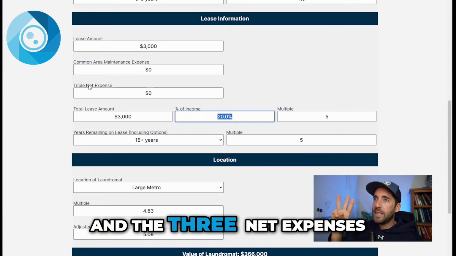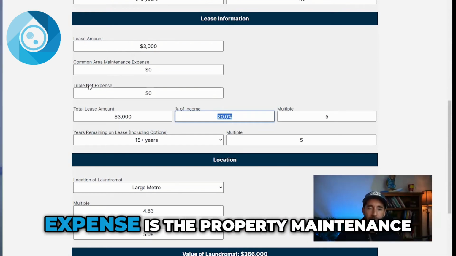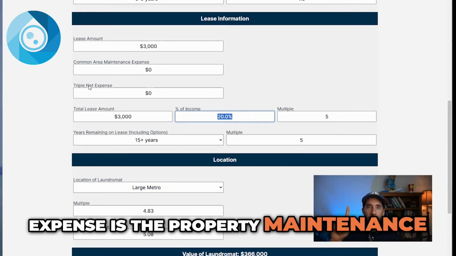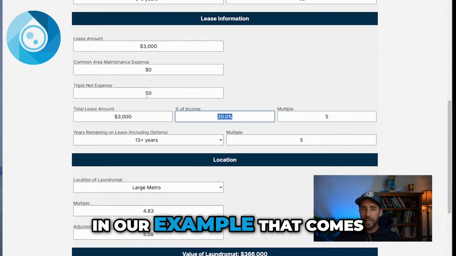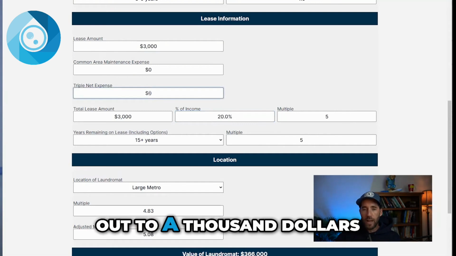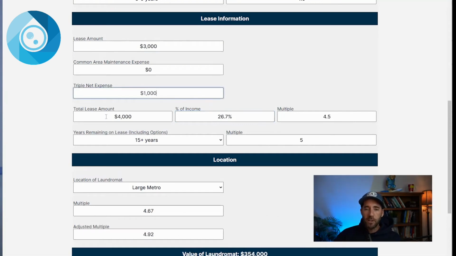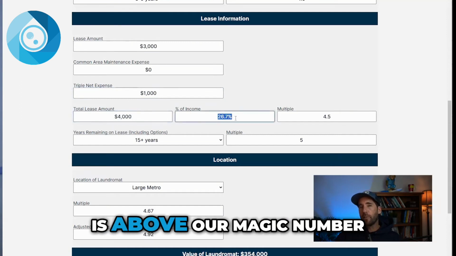And the three nets of the triple net expense are the property maintenance, the property taxes, and the property insurance, okay? So let's say in our example, that comes out to $1,000 a month. So that brings our total rent amount to $4,000, which you can see is above our magic number.